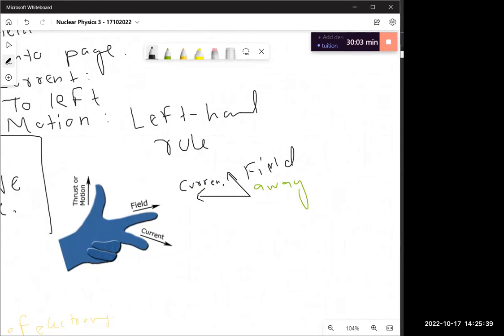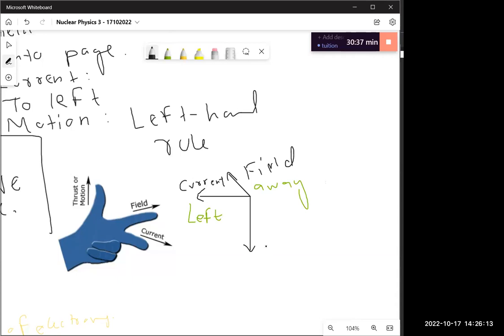So index finger away from me. Yes. And then current is to the left, and your middle finger will be to the left. Index finger away, middle finger to the left. What is the direction of your thumb now? Index finger away from me, this to the left, and it's downwards. Downwards. Is that clear?